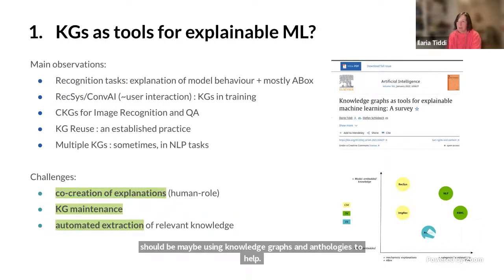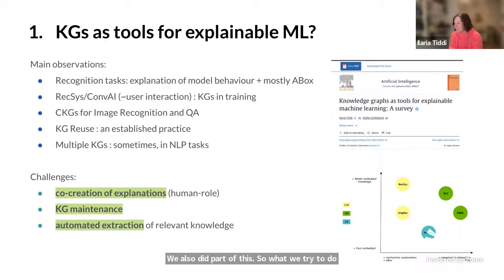So what we tried to do, I completely forgot the reference to this work, but we published in 2021. We really tried to say, okay, if many people are looking into using knowledge graphs as a tool to explain machine learning methods, let's look at what's the state of the art. So how are people in machine learning using knowledge graphs?